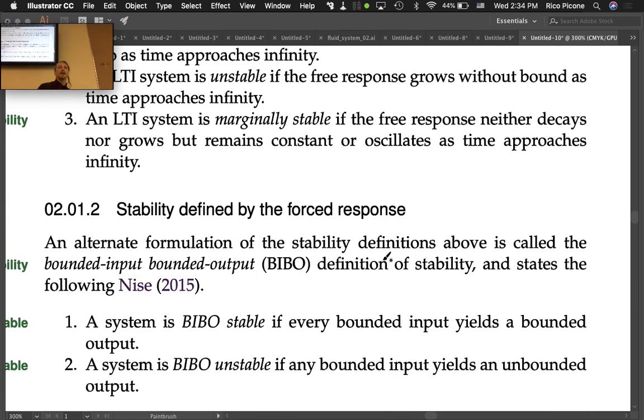So, stability defined by the forced response. This one is important to keep in mind.